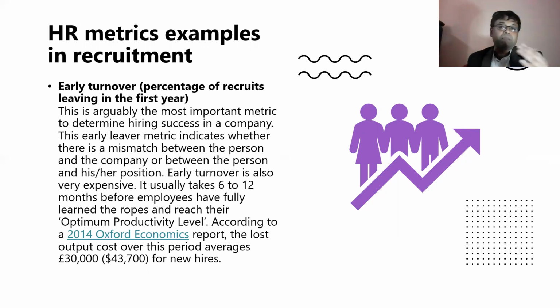Say, for example, at the beginning of the year, in January 2020, we had 10 management graduates or management trainees, and in the month of August or September, 7 people have resigned. So what is the percentage? 70%. 70% is the early turnover rate, and that is huge.